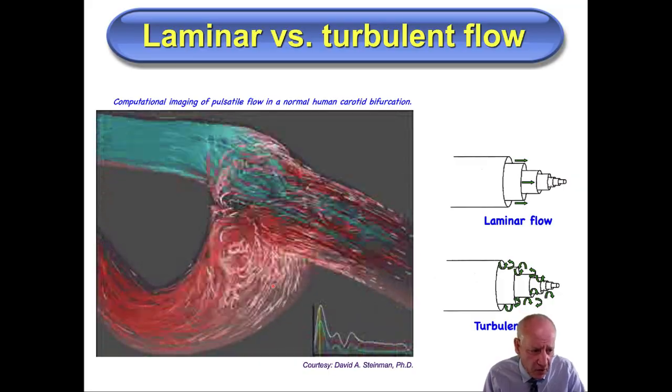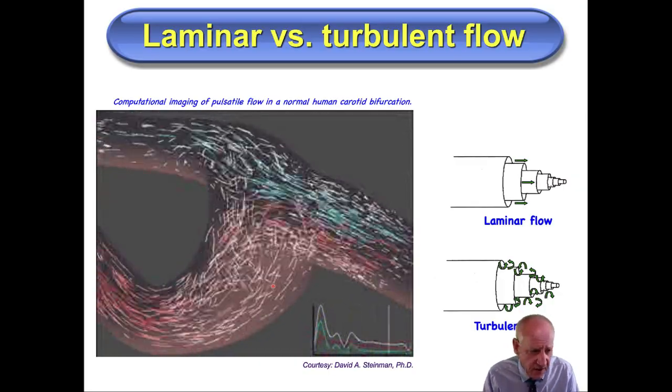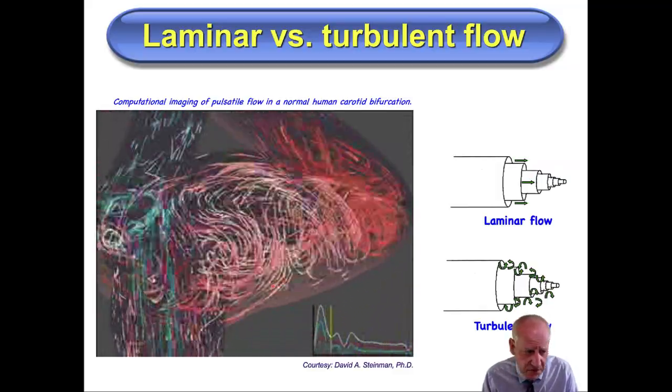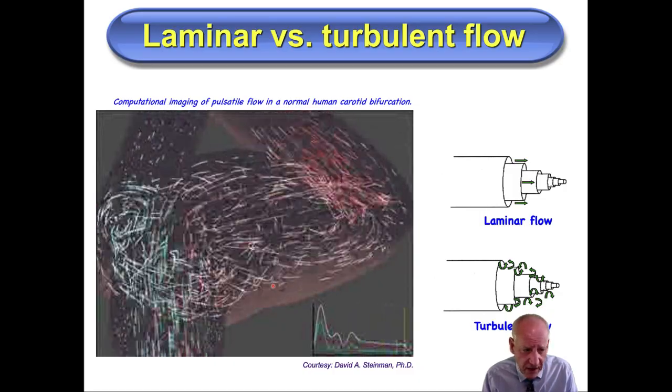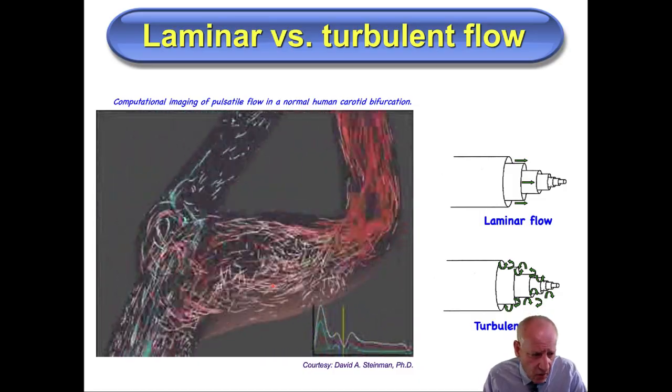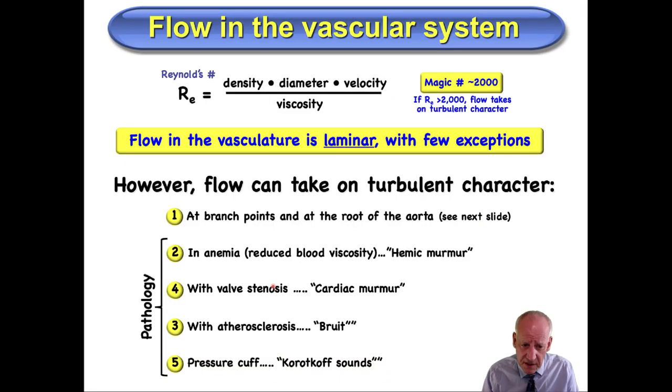Keep in mind that when turbulence occurs, it generates vibrations in the vessel's wall, and these sounds can be heard with the stethoscope as murmurs. Remember, turbulence can occur when flow velocity is unusually high, for example, across a narrow opening of a heart valve or a blood vessel. There are also several pathological circumstances in which blood flow can take on turbulent character.